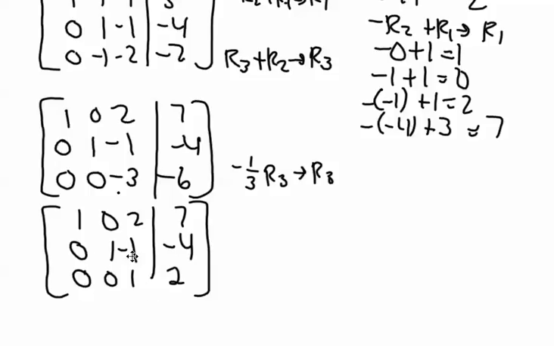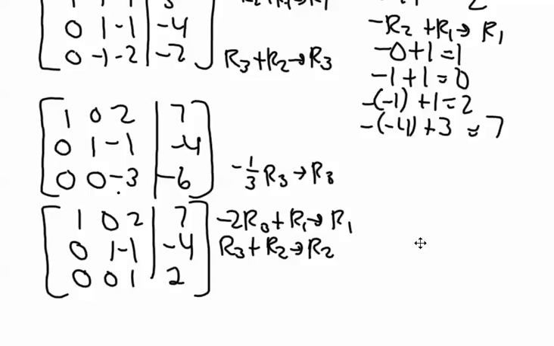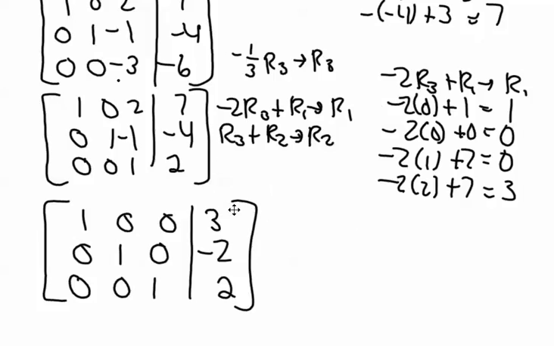This needs to be a 0, and this needs to be a 0. So I'm going to use row 3. Row 3 plus row 2 is my new row 2, and negative 2R3 plus R1 is going to be my new R1. So doing the row operation for row 1, I get 1, 0, 0, 3.